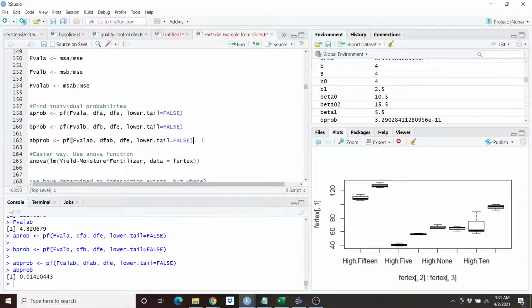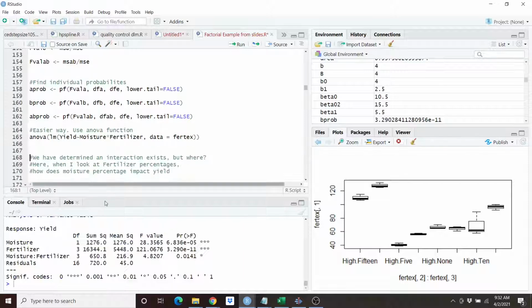Well, this does this the long way. However, what if we decide we want to just use the ANOVA function? We've worked with the ANOVA function. And notice I've got ANOVA, my linear model yield by moisture times fertilizer. This gives me my interaction. I've plugged in my data, and we can see that we get the same values that we got when we did this the long way.